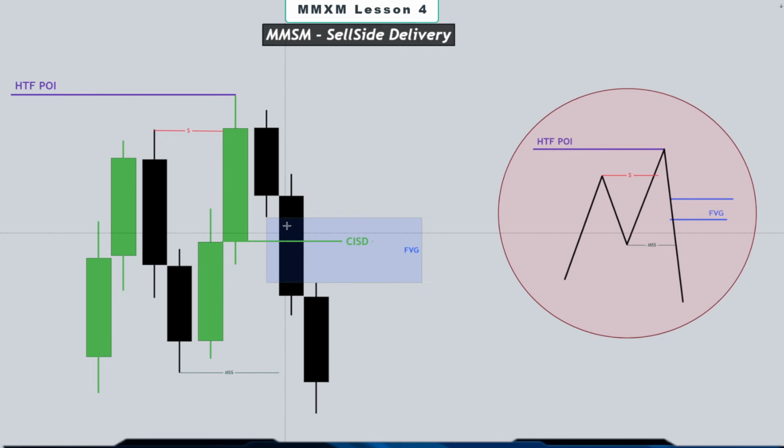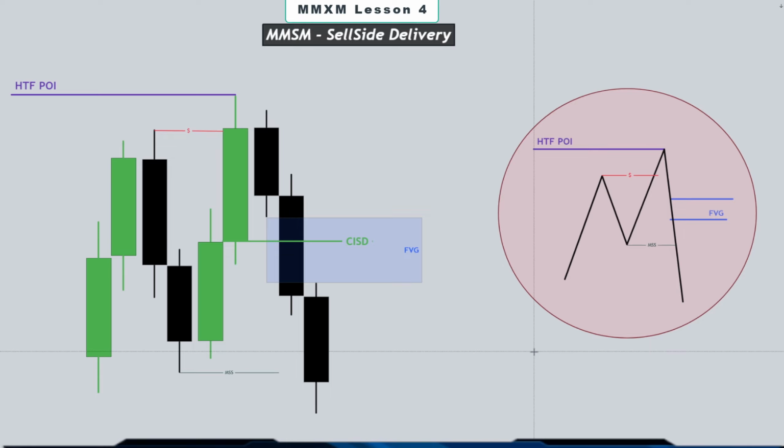Now if there is more than one candle that took the liquidity and ran into the higher time frame point of interest, in that case also you're looking at the candle that is responsible for taking the liquidity. When price comes and closes below the opening price of that candle, that candle will be considered as your order block, and that will also validate your change in state of delivery as long as there is a fair value gap available in that distribution leg. I hope that part is clear.